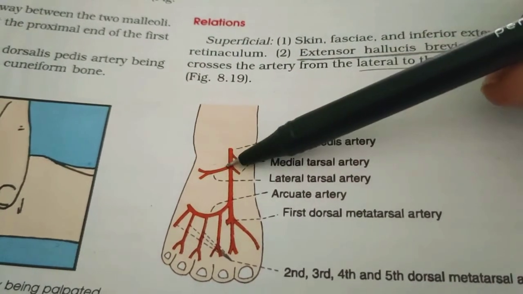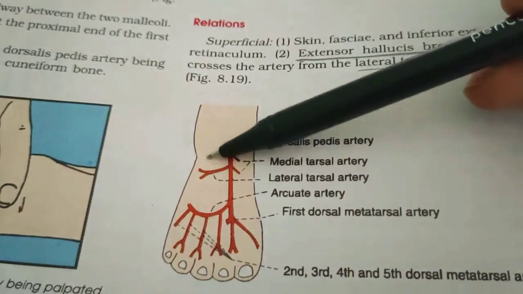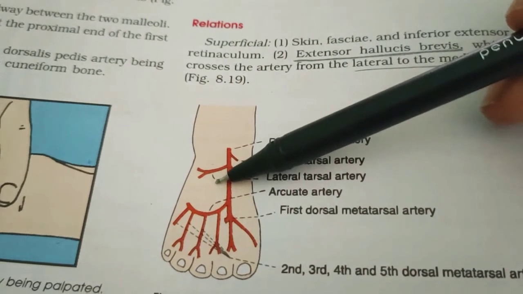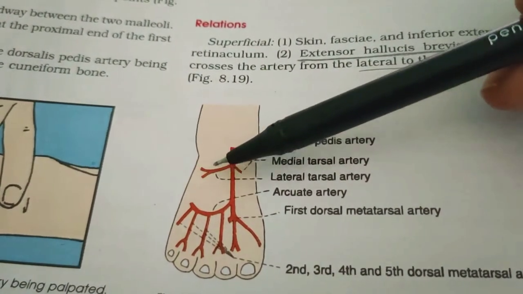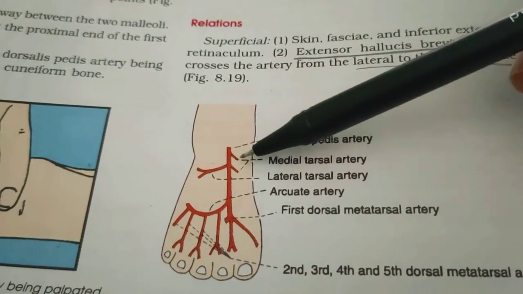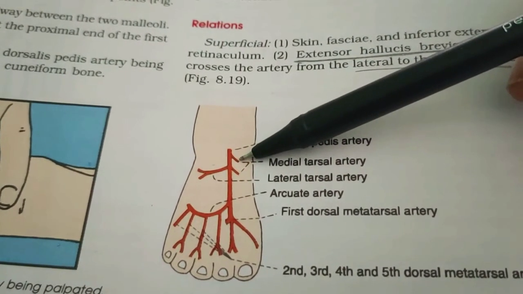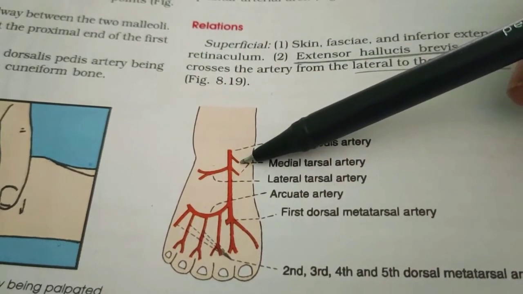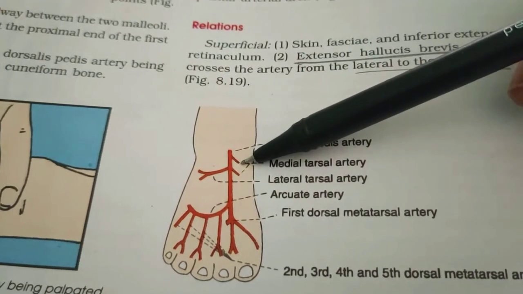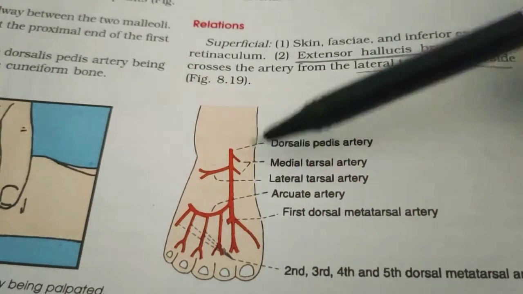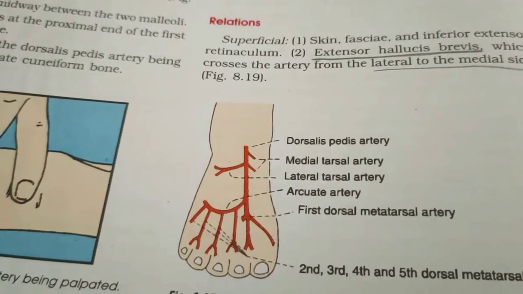Okay, so remember, it will supply the extensor digitorum brevis muscle, which is over here, and it is arising upon the navicular bone. Now let us discuss the medial tarsal artery. So medial tarsal branches are 2 or 3 small twigs which join the medial malleolar network. Okay, next coming to the arcuate artery.